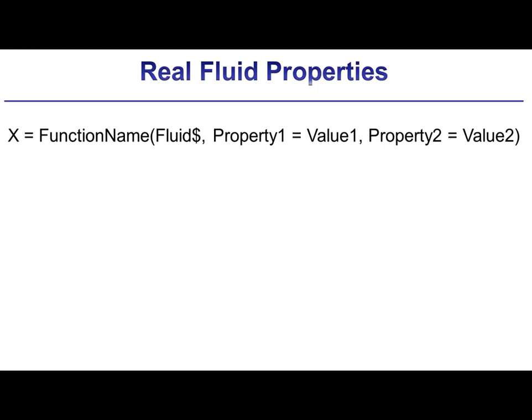We'll talk in a little bit about a list of all the legal indicators that can be used with real fluids. Note that the values of the properties, value 1 and value 2, that you provide here must be in the same units that are specified by the unit system, and also that the function itself is going to return the value of the property in the unit specified by the unit system.